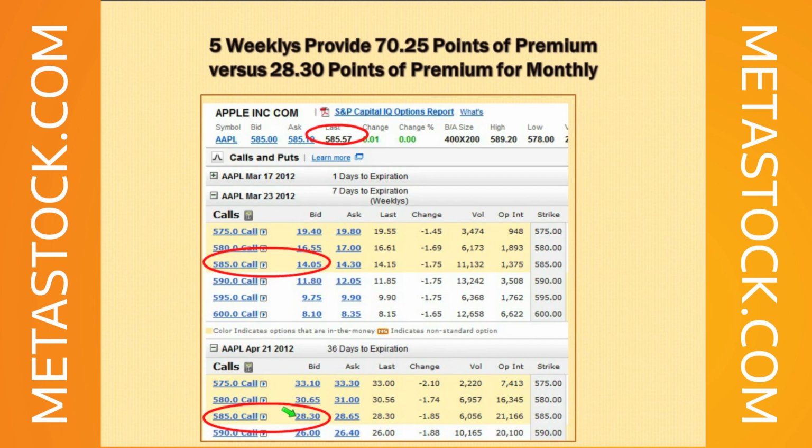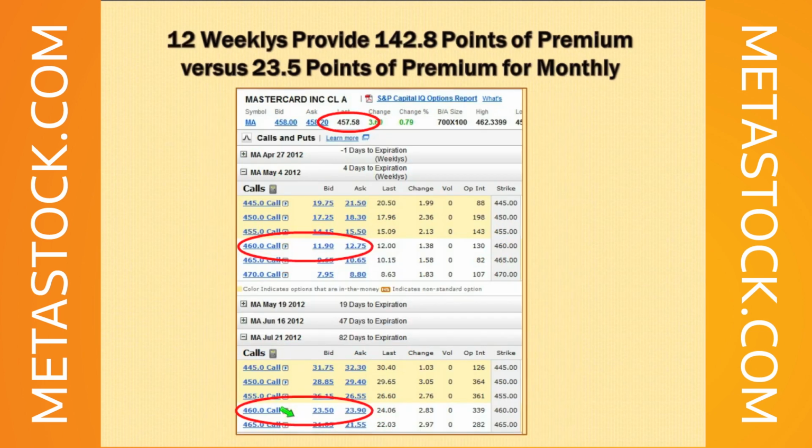It's 2830 versus 1405, but I get to sell 5 weeklies over this same time period where I'm selling the monthly, because they had 36 days to expiration. So if you were to get a similar premium and you sold 5 of these weeklies, you'd collect over 70 points of premium versus 28 points for the monthly option over the same time period. So that's why these weekly options are so lucrative when you're selling option premium.